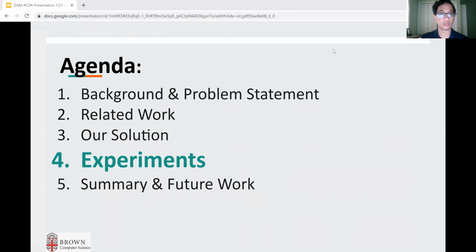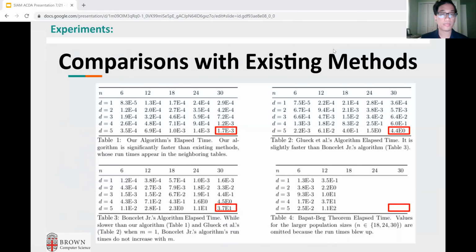Okay, now we're going to do a little bit of side-by-side comparison with the existing methods. Here we have elapsed runtimes of our algorithm compared to Gluck's, Bonsolet Jr.'s, and the Bapat-Beg theorem in the IID case. Here we let n vary from 6 to 30 and d from 1 to 5. And we notice that for small d, our method is actually comparable to Bonsolet Jr.'s algorithm and Gluck's procedures. However, for larger values of n and d, the difference becomes clear. The scientific notation also elucidates the exponential behavior in d that the other algorithms exhibit, as you can tell just by looking at the exponent.